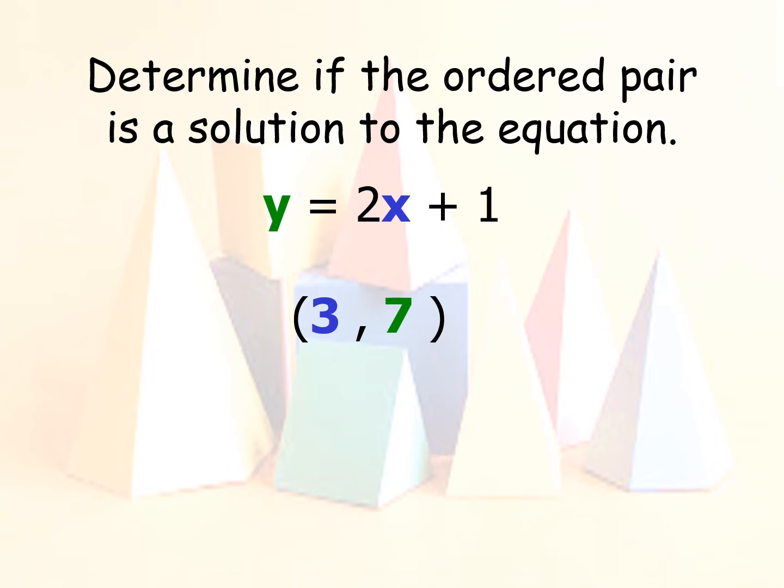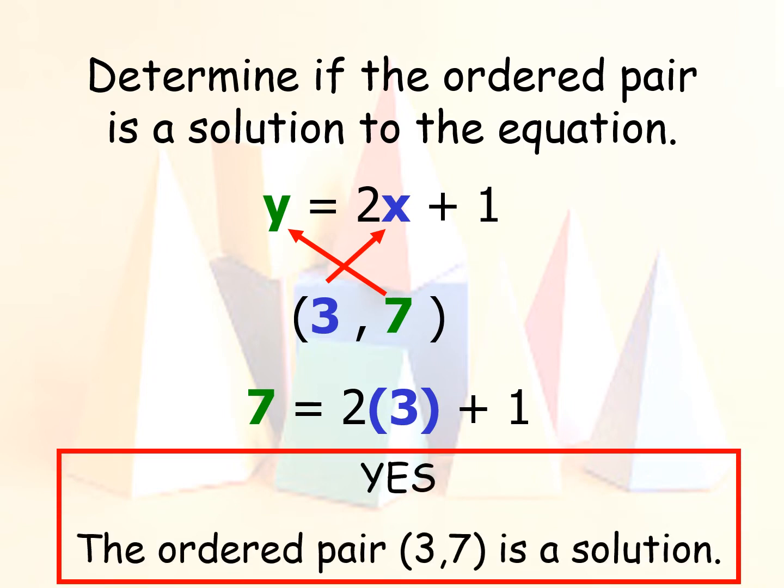So the first thing we need to do here is to substitute the values for your x and y. So y becomes 7 and x becomes 3. So 2 times 3 is 6, plus 1. Is it equal to 7? Yes. So therefore, the ordered pair (3, 7) is a solution.